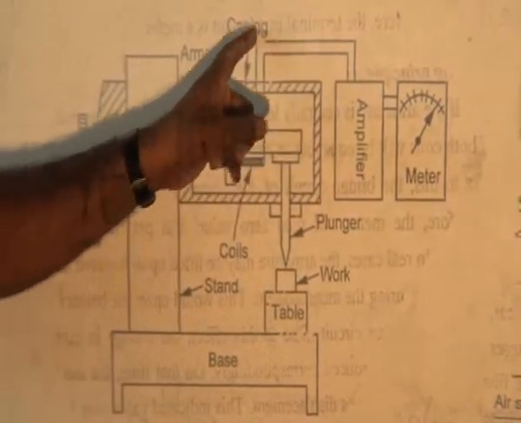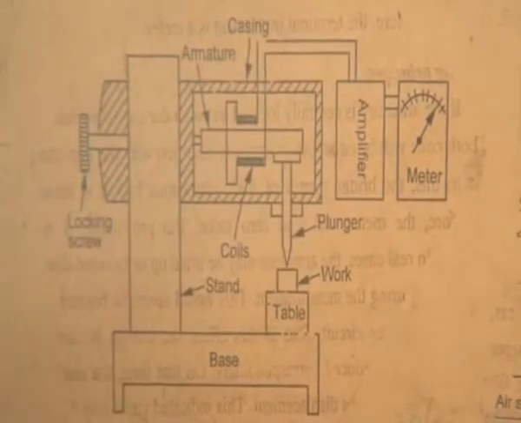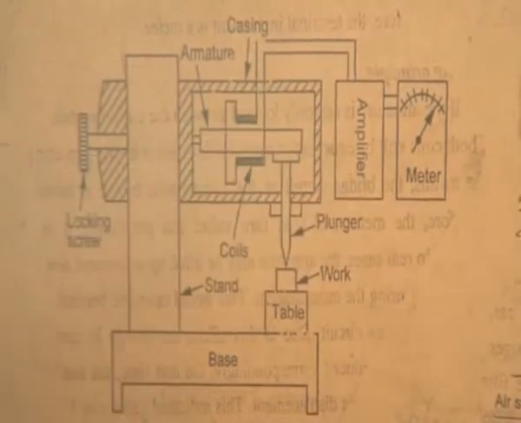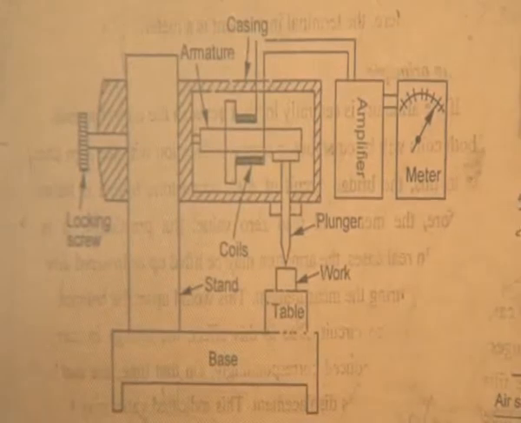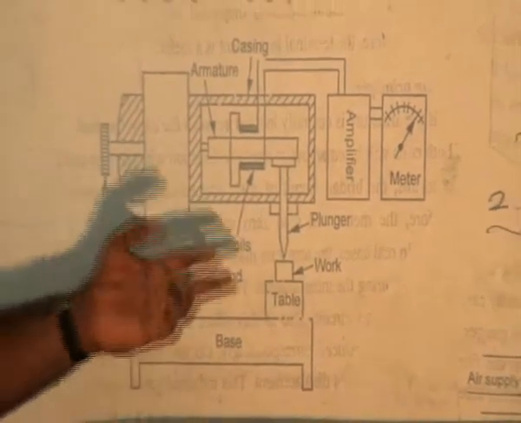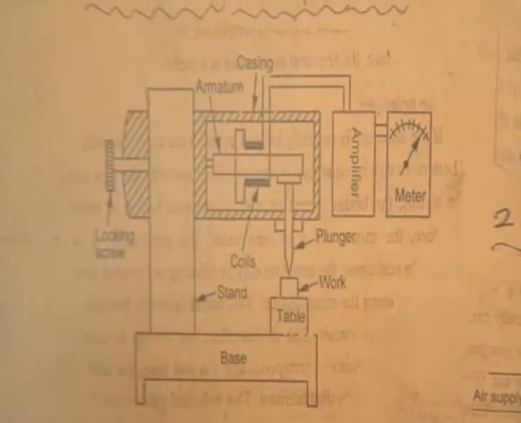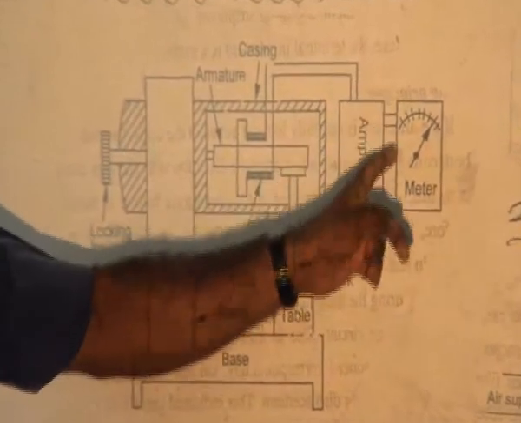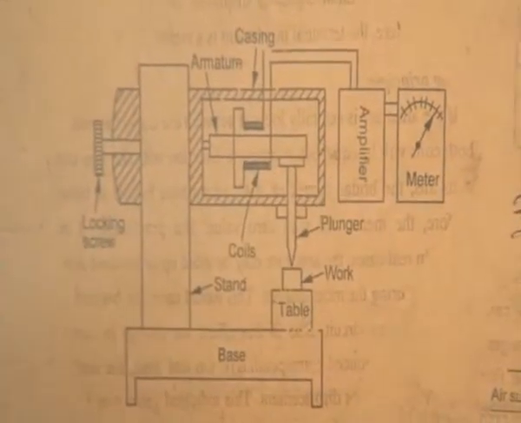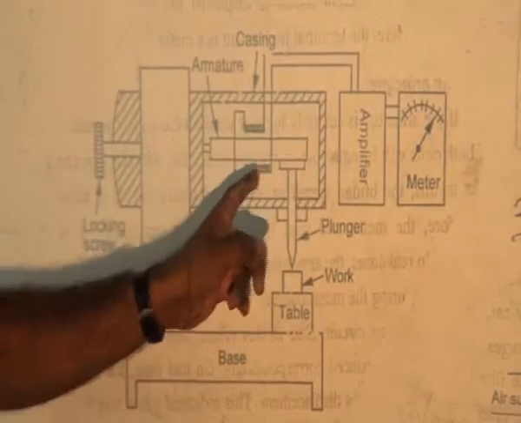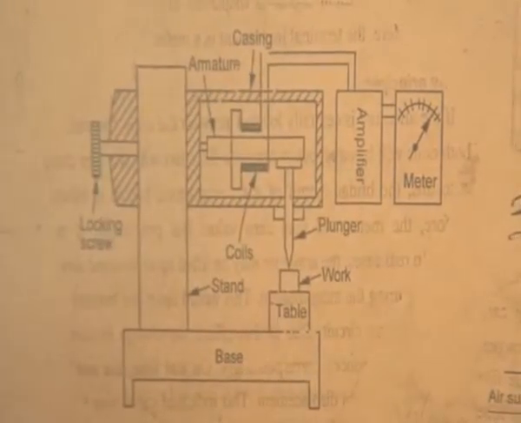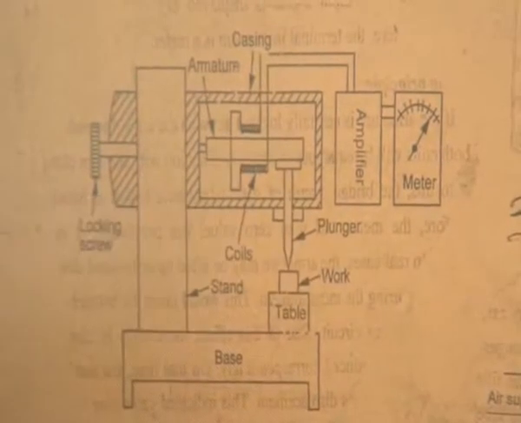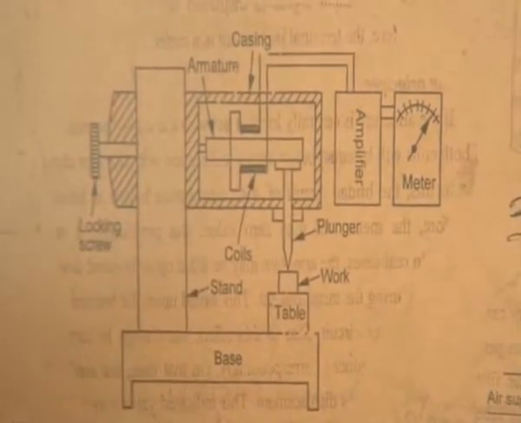Then the coil is connected with the amplifier, and the amplifier is connected with the readout system. Any one type of readout system can be used, whether digital or analog. What is the purpose of the amplifier here? It converts the electrical signals. So how do we get the electrical signal from the iron armature? The electrical signal comes from the variation.